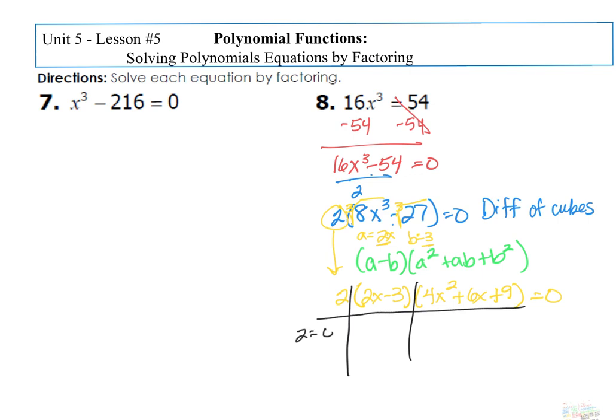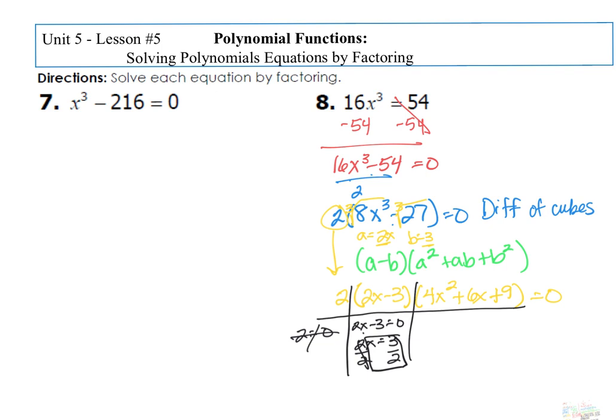Okay, 2 equals 0. 2 does not equal 0, and there's no x to solve for. So this GCF does not give us a solution because there was no x attached to it. 2x minus 3 equals 0. We have to solve for x, so we add 3 to both sides. So we get 2x equals positive 3, then divide by 2. So our first answer is x equals 3/2.